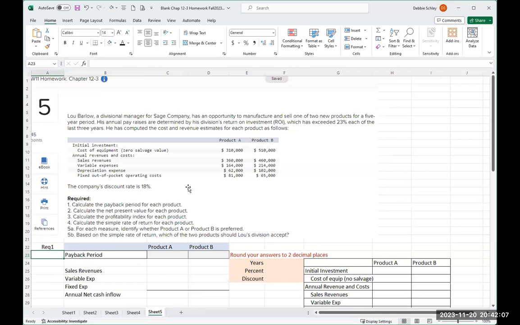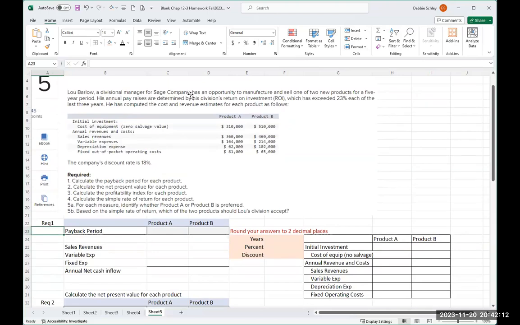Question 5. Lou Barlow, a divisional manager for Sage Company, has an opportunity to manufacture and sell one of 2 new products for a 5-year period. So 5 years. His annual pay raises are determined by his division's return on investment, which has exceeded 23% each year. So his return on investment has normally been 23%. That's going to come in handy later.